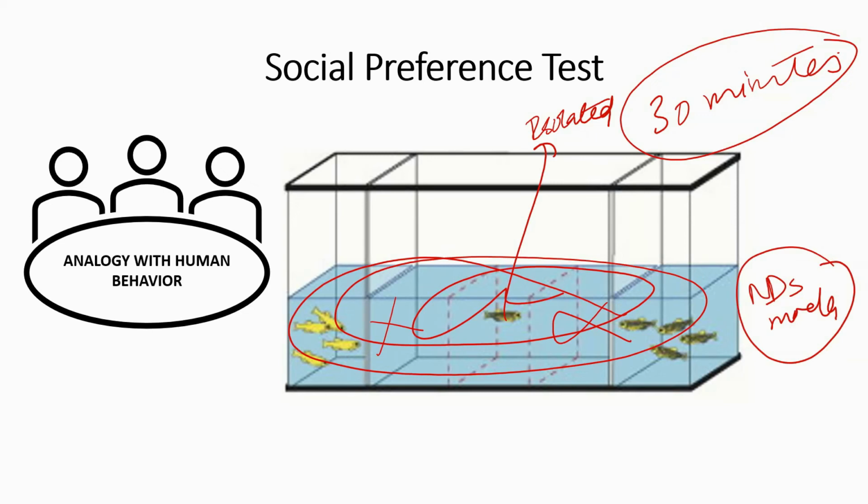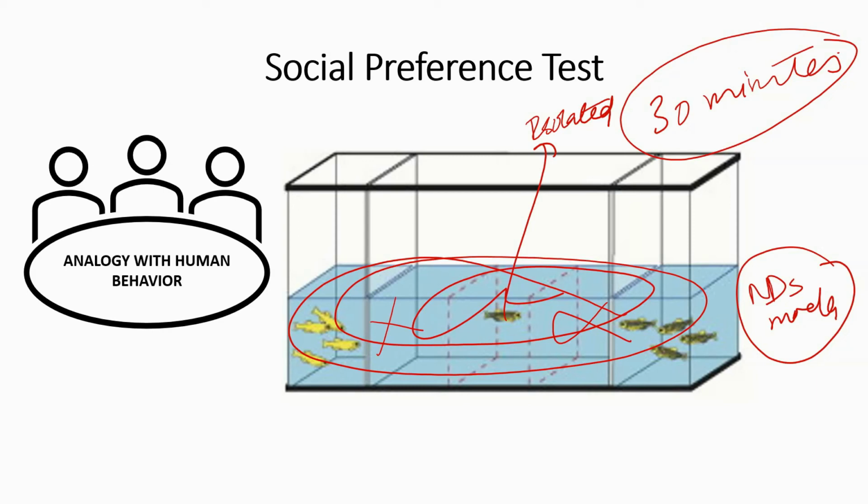So while I was working, I was actually confused, because I had some healthy controls which were kept in isolation, and then there was this neurodegenerative model, and when I put them separately in a social preference test, it was very difficult for me to pinpoint the differences between them. So even the healthy fishes which are kept in isolation for a very long time also show certain symptoms.